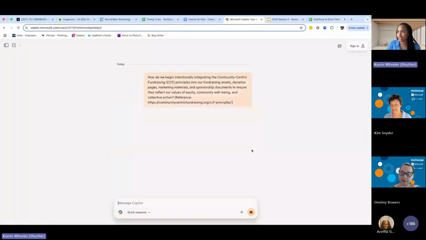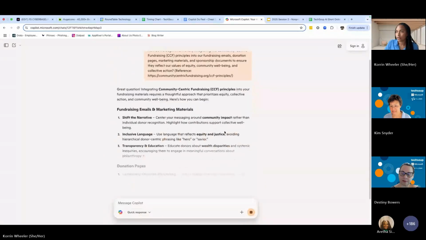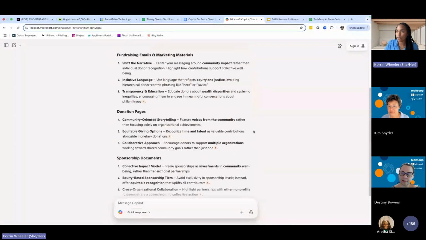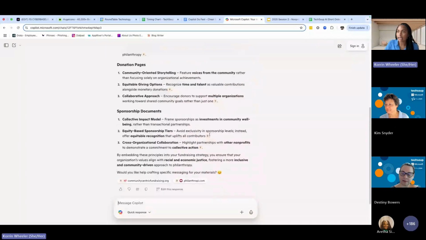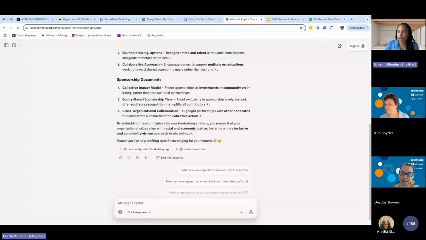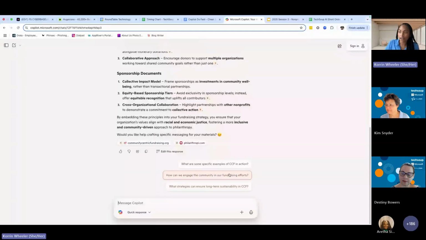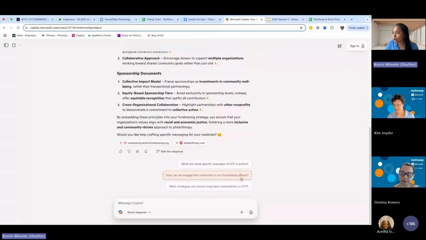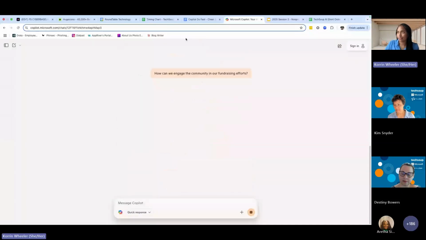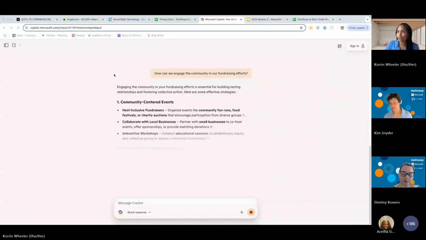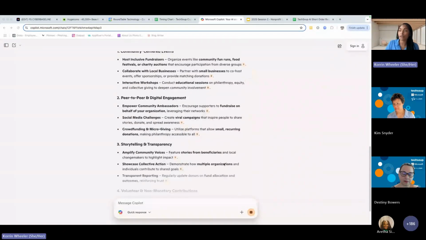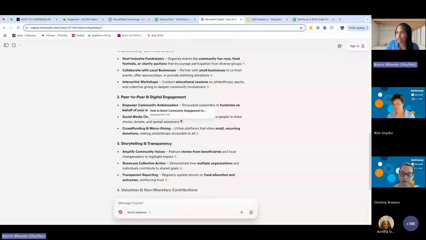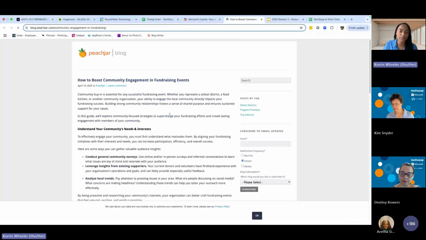So let's see. It gives you some prompts. It gives you an outline. I like that it breaks everything down for you. And it also gives you further prompts as well that you don't have to generate yourself. Because sometimes it's like, okay, so now what am I doing with this information? So let's see. How can we engage the community in our fundraising efforts? Let's see. I'm going to steal this. So from that, it'll give you more ideas, and you can click these and you can see more resources.